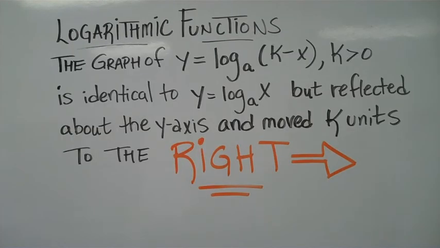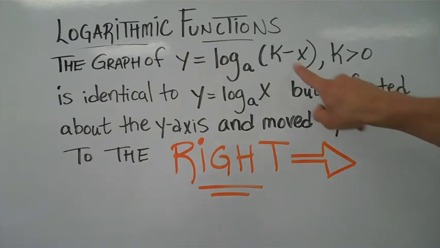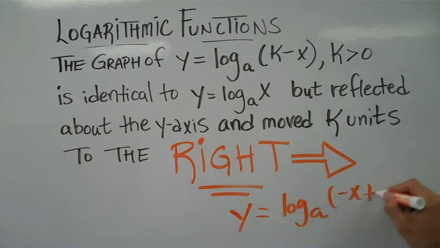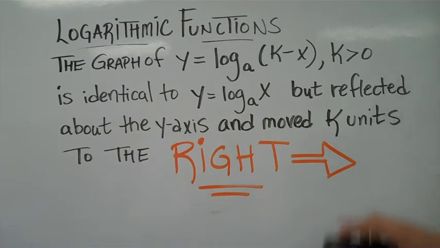The graph of y equals log base a of (k minus x), where k is greater than 0, is identical to y equals log base a of x, but reflected about the y-axis, which is no surprise because we see the negative there, but moved k units to the right. That may be surprising because you may want to write this as y equals log base a of (negative x plus k), and then say, well, this plus should be the opposite of what I think, and I'll move k units to the left. But that's not the case at all. We're going to move k units to the right when the k is in front like that.